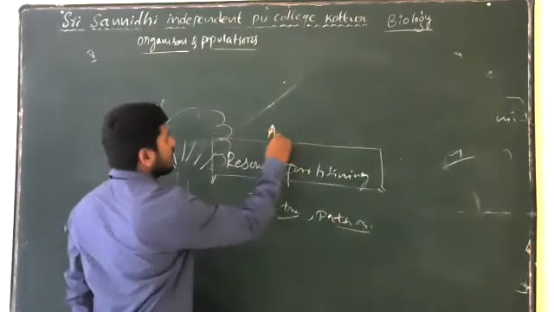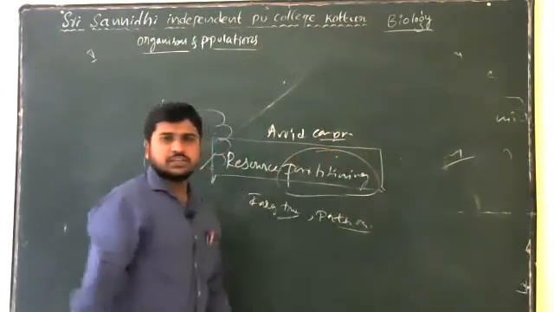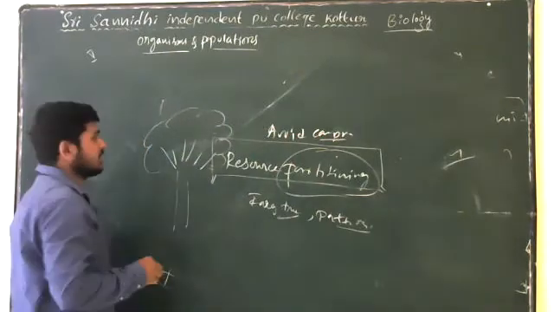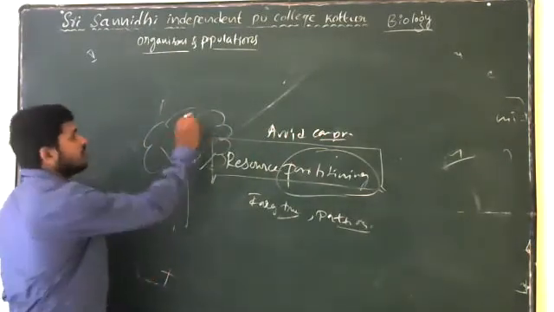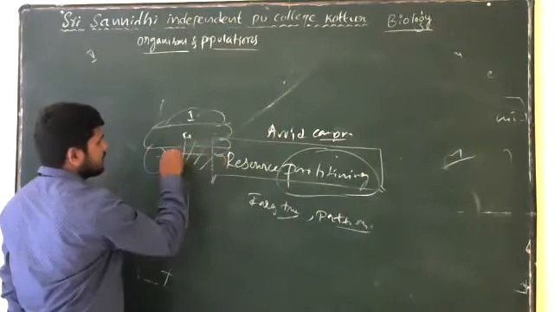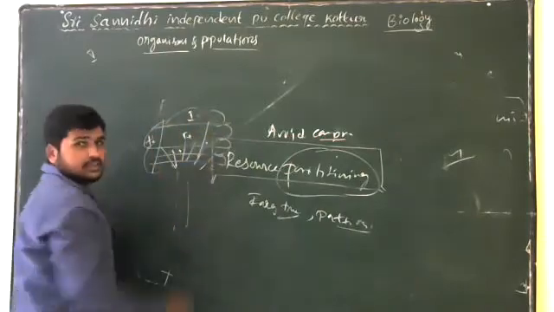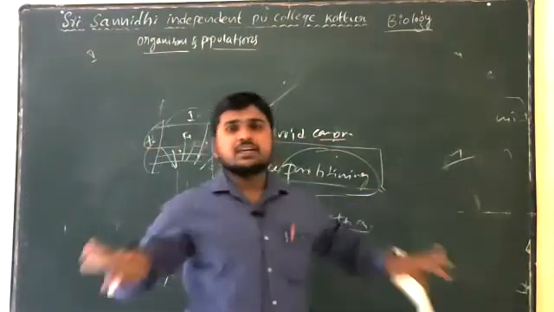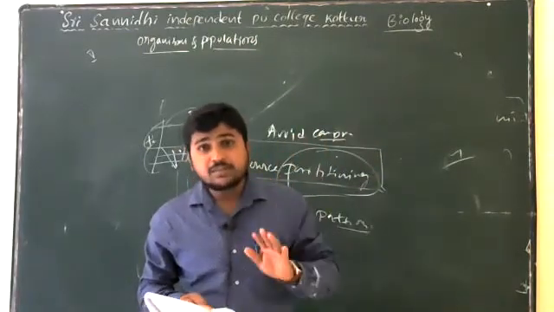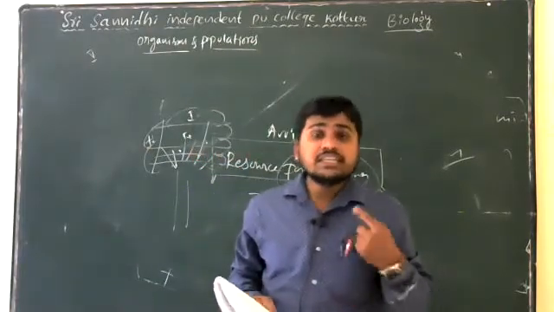They can avoid competition by partitioning of the resource. Here, five warblers means five different types of birds, chirping birds as we call them. Some of the birds are feeding in this region, some birds in this region, some birds here in this region, like that. They are partitioning the resources so that these closely related species coexist with each other. How? By partitioning the resources.